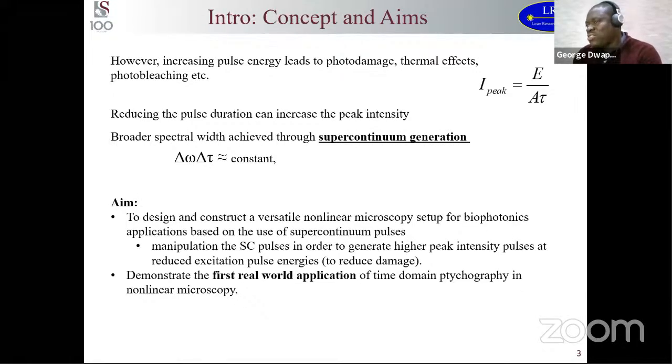So our aim was to design a setup for nonlinear microscopy using supercontinuum generation, because we know that it gives us the range and a uniform spatial profile so that we can compress our pulses. And once we have this supercontinuum, we can generate shorter pulses, which will lead to higher peak intensities at reduced excitation energies, and then we can have a reduced risk of damage. We also want to show, for the first time, that we are applying this novel I2PIE technique in nonlinear microscopy.